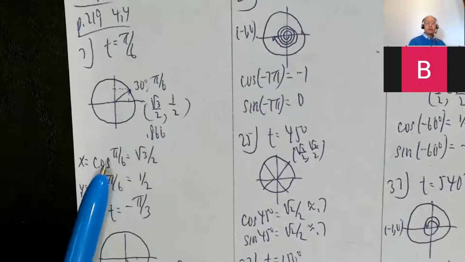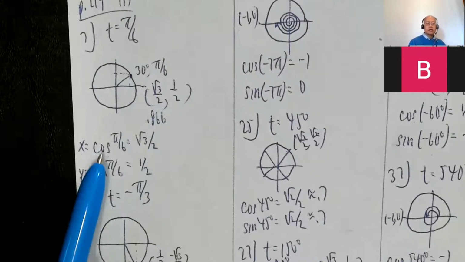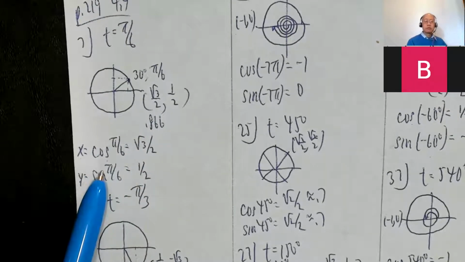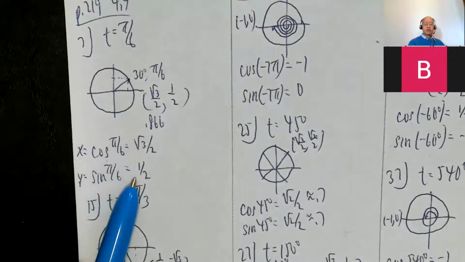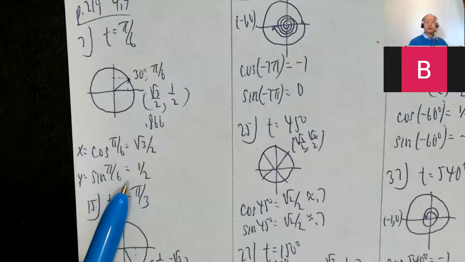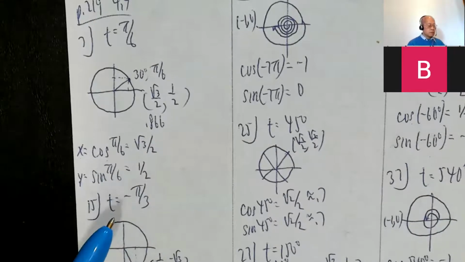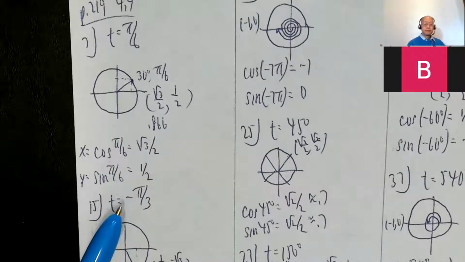Cosine means x coordinate, sine means y coordinate. It's alphabetical order. So cosine of pi over 6 is radical 3 over 2, and sine of pi over 6 is 1/2. That's the way it works.